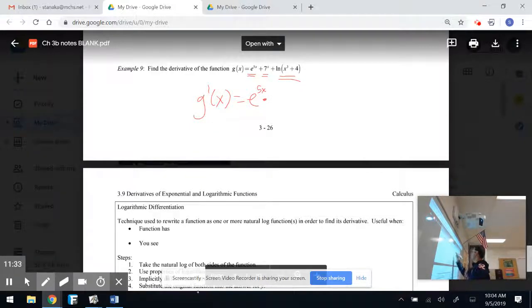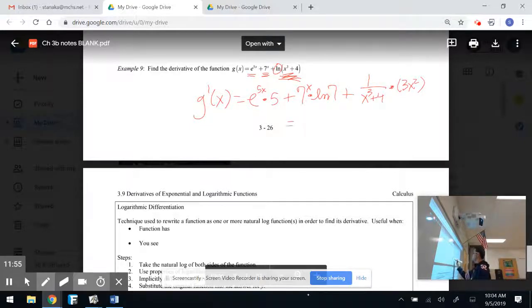So I have to chain it, which would be 5 plus. Now that's 7 to the x, which would be 7 to the x, but it's always times the natural log of the base. I need it there because that is not 1. And then my last piece is a natural log, an outside and an inside. So it's 1 over, don't you dare touch the inside, and then multiply it by the derivative of the inside.